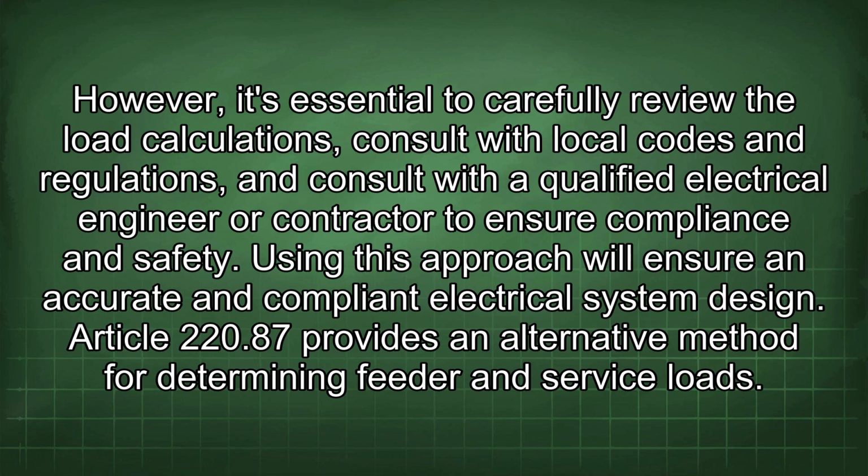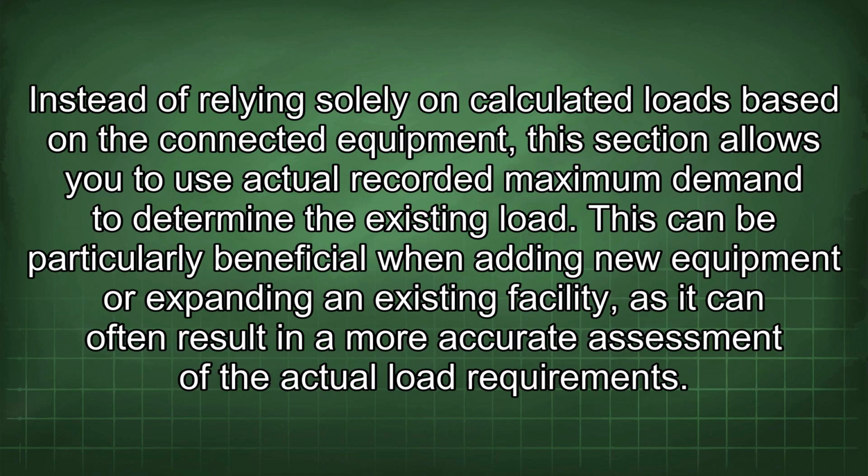Article 220.87 provides an alternative method for determining feeder and service loads. Instead of relying solely on calculated loads based on the connected equipment, this section allows you to use actual recorded maximum demand to determine the existing load. This can be particularly beneficial when adding new equipment or expanding an existing facility, as it can often result in a more accurate assessment of the actual load requirements.